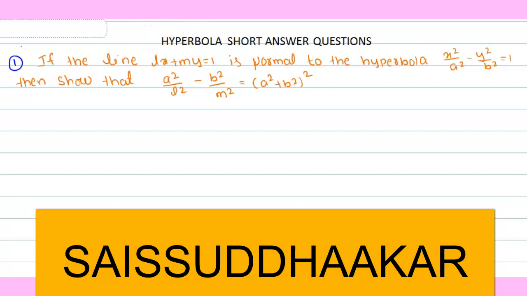In this question, we are taking: if the line Lx + My = 1 is normal to the hyperbola x²/a² - y²/b² = 1, then show that a²/L² - b²/m² = (a² + b²)². So here we are taking the solution now.